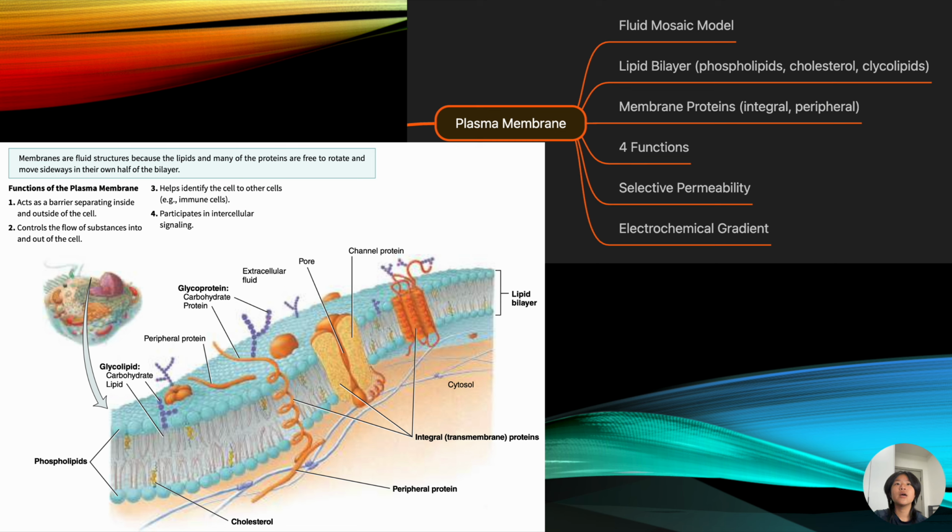We also have something called the electrochemical gradient. Basically, this refers to the difference in electrical charge between the two sides of the plasma membrane. Usually the inside of the cell is more negatively charged than the outside of the cell. This also plays a key role in producing the action potential that we'll talk about when we talk about the nervous system. So these are some of the main things you need to know about the plasma membrane.